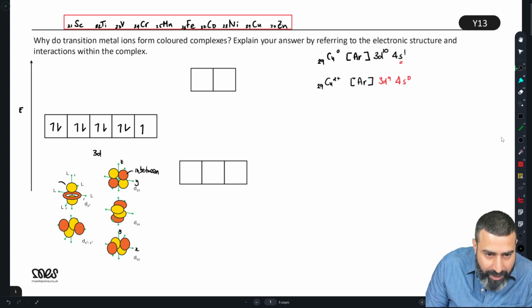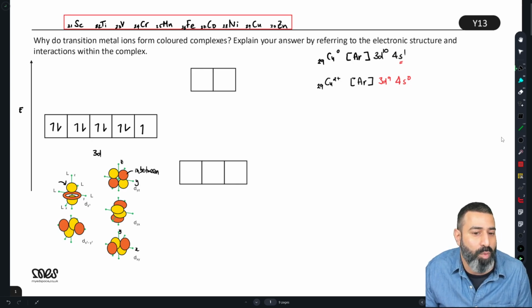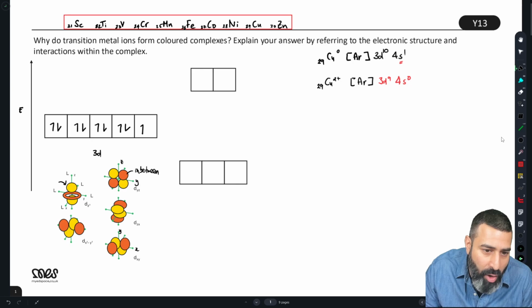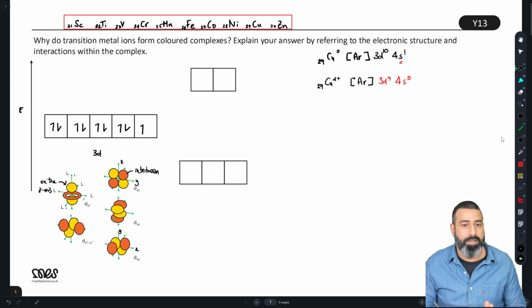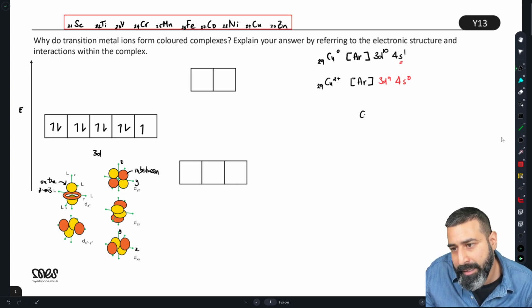If we have a look on the other side, the dz squared and the dx squared minus y squared, well, these orbitals lie on the z-axis. Okay, that's really important because let's say the complex we're looking at is hexaaqua copper 2+.